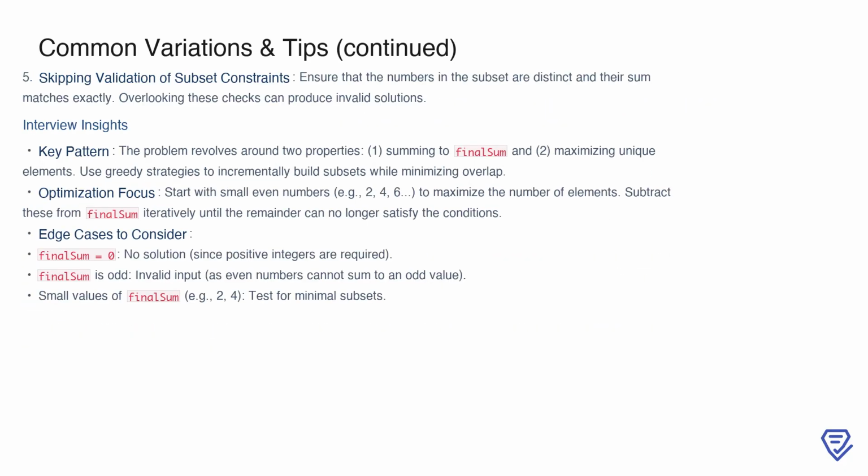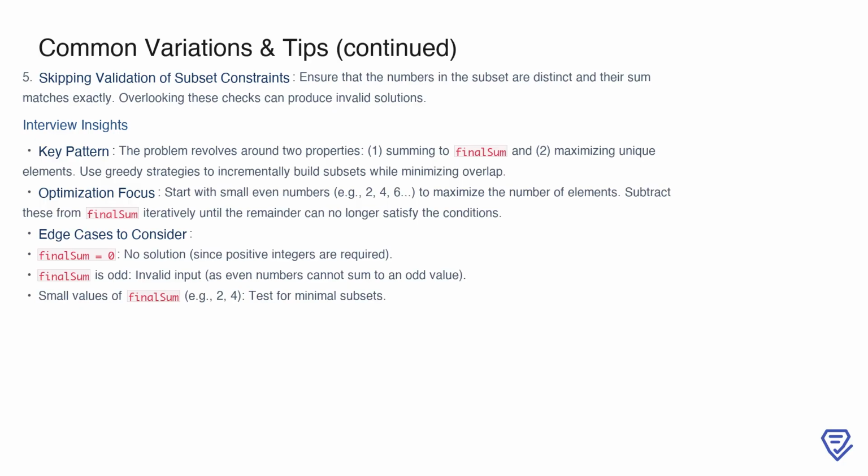Another mistake to avoid is skipping the validation of constraints. Always ensure that the numbers in your subset are distinct and that their sum exactly matches final sum. Neglecting these checks can lead to solutions that are invalid, even if they appear to work at first glance.